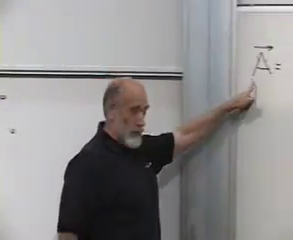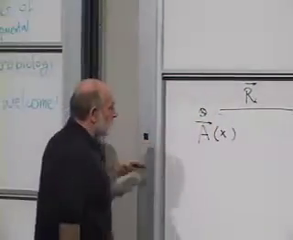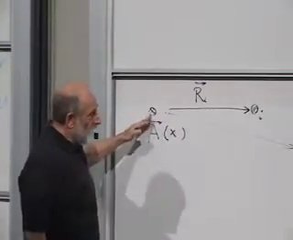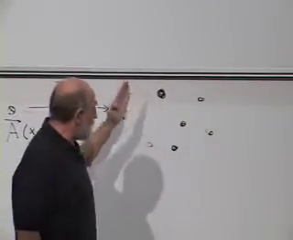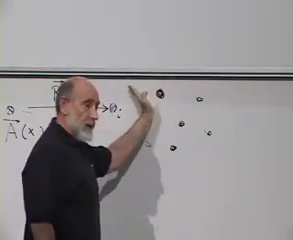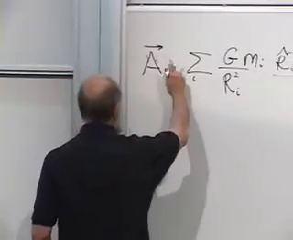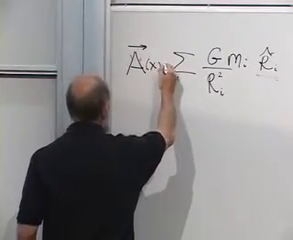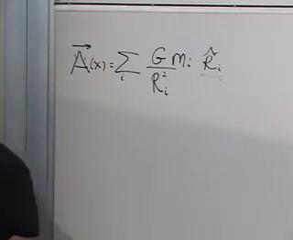This depends on position. For example, the further away we take it from the distribution of mass over here, the smaller it is. If we bring our test mass right up to one of the particles here, there's a great big force on it. If we bring it on the other side, the direction switches. So this A here is a field. It depends on position. And it's called the gravitational field.